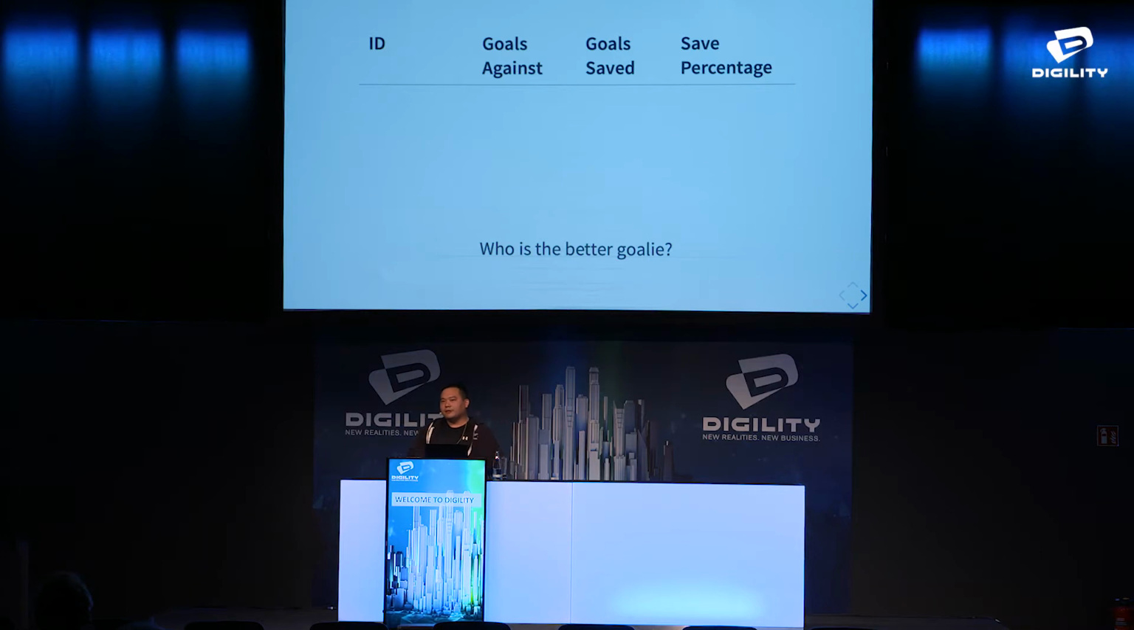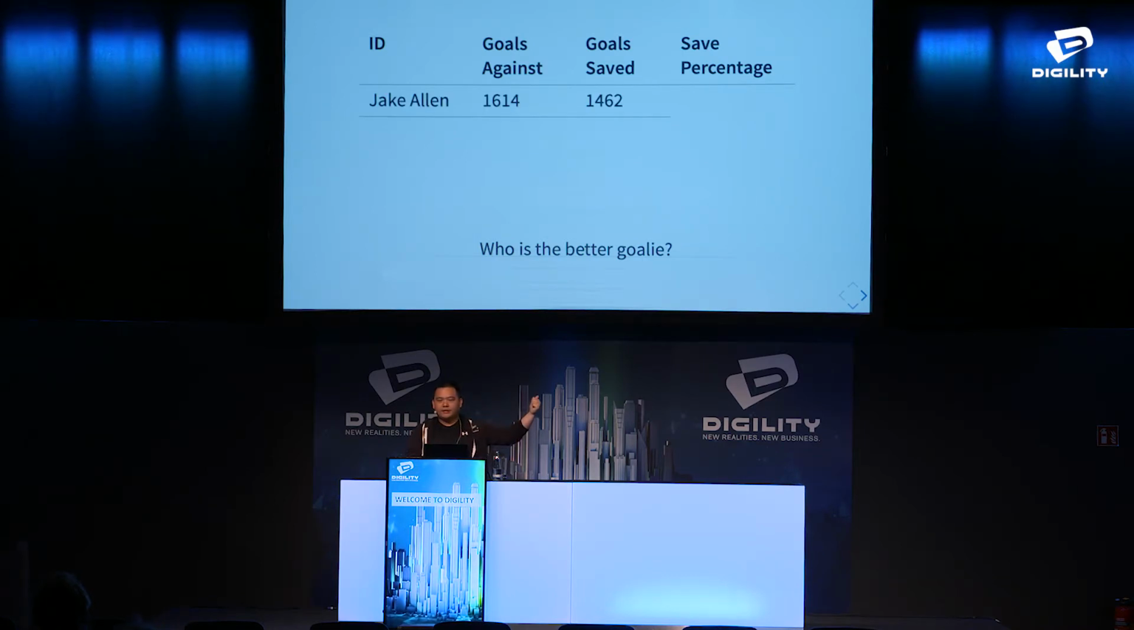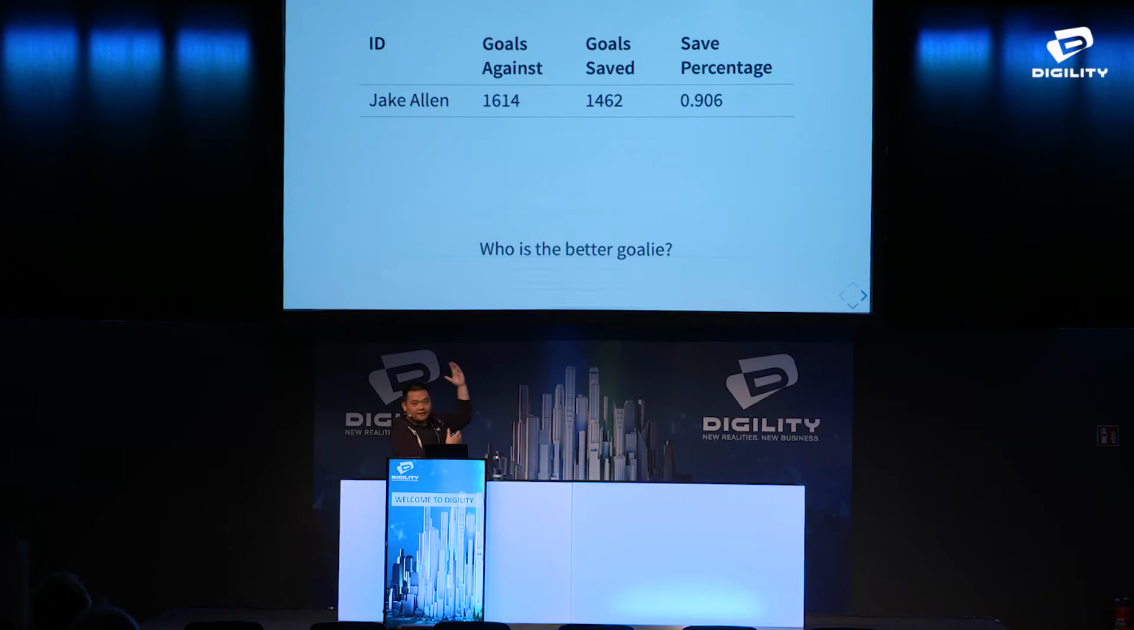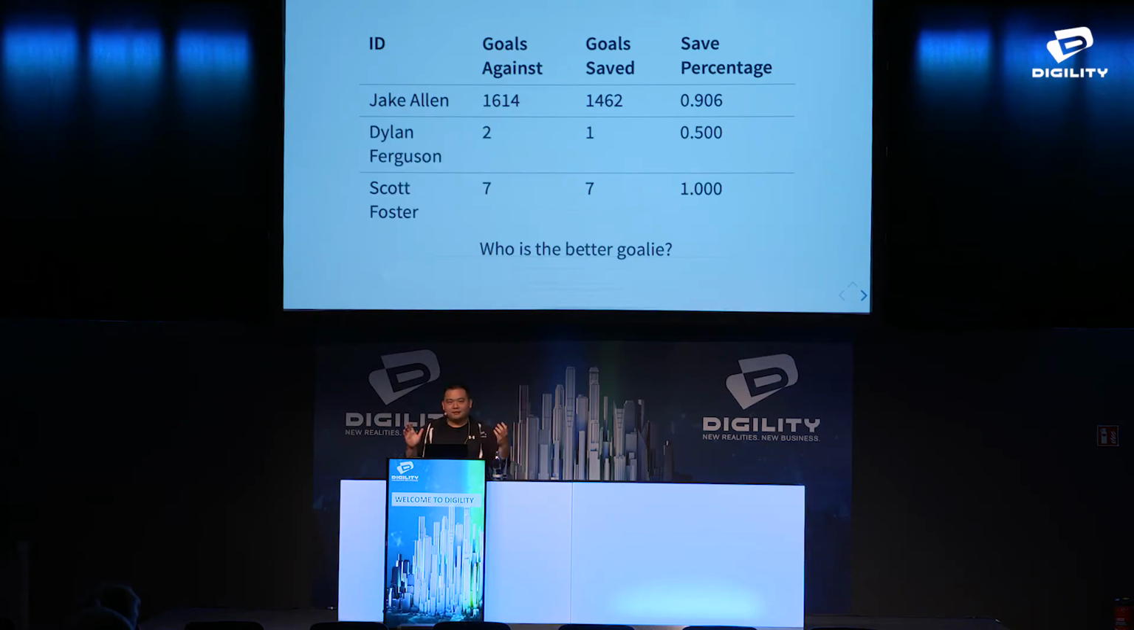So I'm going to do a very quick poll over here. So let me set this up. We can quantify goaltender performance by counting the number of shots that were shot against the goaltender, and then counting the number of shots that the goaltender saved. Simple enough, and we take a ratio, right? So in this case, this player, Jake Allen, saved about 90.6% of the shots that were sent to him. So I'm going to put out a question to the audience here. I'm going to give you two more players. Of these three players, who would you call the best goalie?